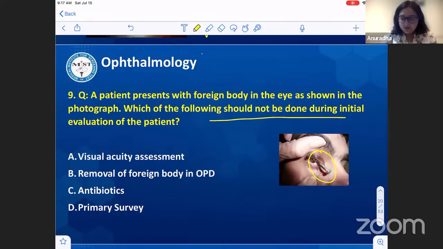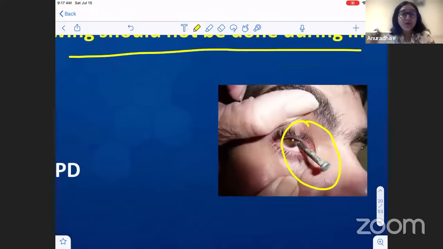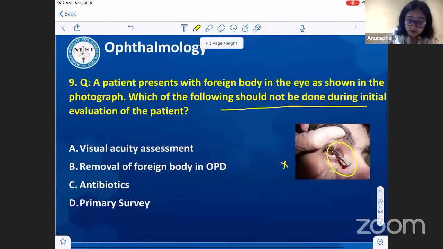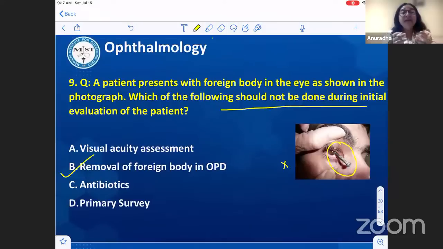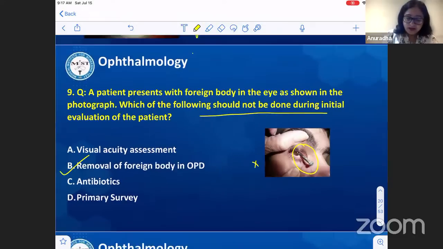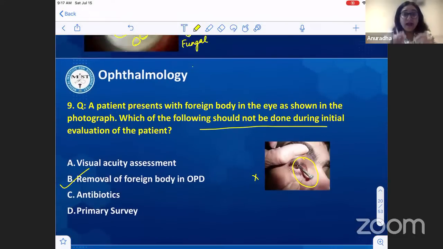Removal of the foreign body in eye OPD. Will you do that? It's very tempting to just pull it out, but never do that, because you will be causing further injury. You do not know how deep the foreign body is, and you will be causing further trauma to the eye. So never try to remove a deep intraocular foreign body in the OPD. That has to be done in the operative theater.